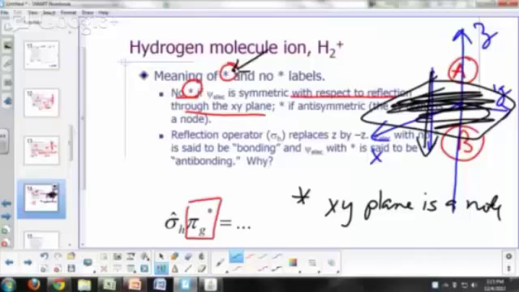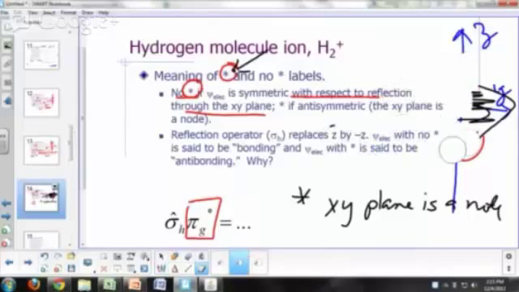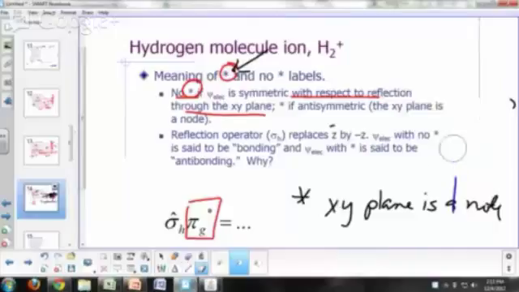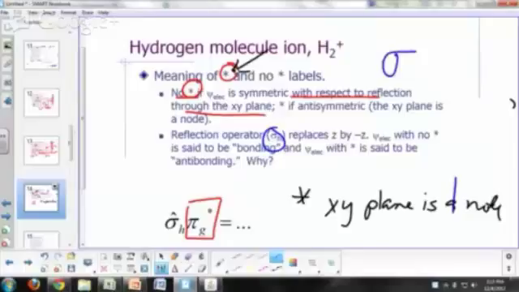So the reflection operator, like I said, just replaces z by negative z. You just go across the xy plane. And so if there is a star in the name, you're dealing with a wave function that is anti-symmetric with respect to reflection. The reflection operator is usually represented in this case by sigma h. H means the horizontal plane, the plane that is perpendicular to the z-axis. We take the z-axis as the vertical, the xy plane is the horizontal plane. So sigma h is reflection through the horizontal plane.